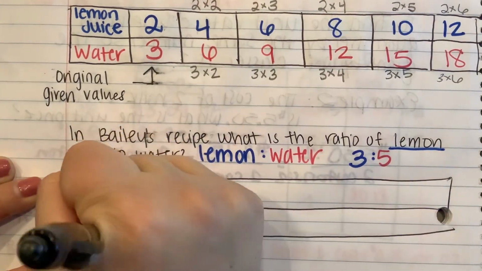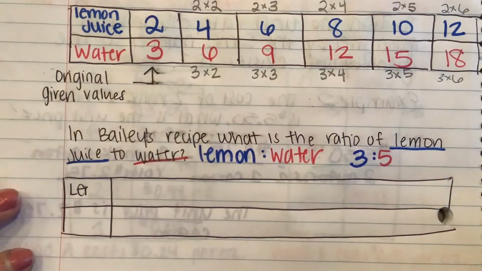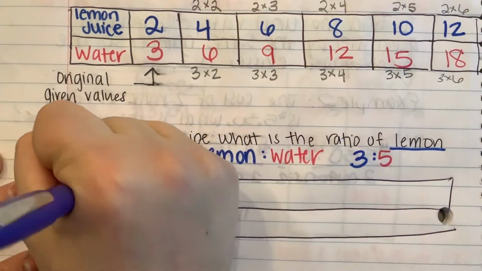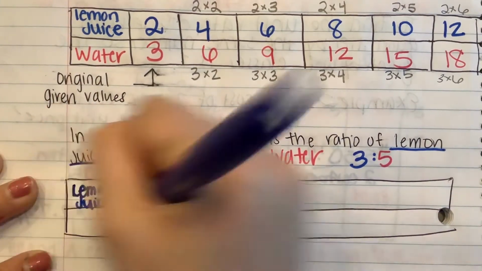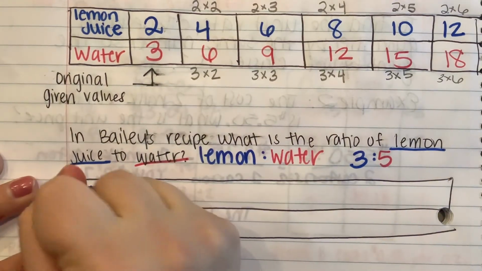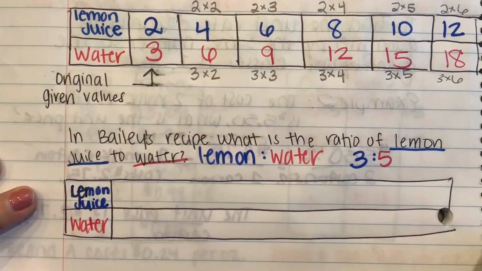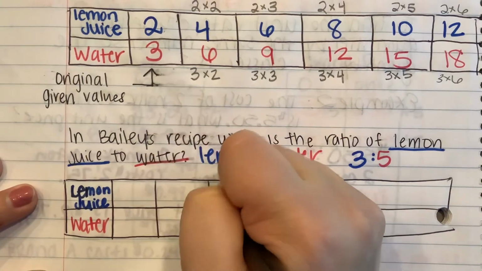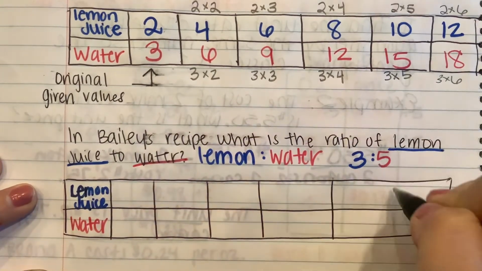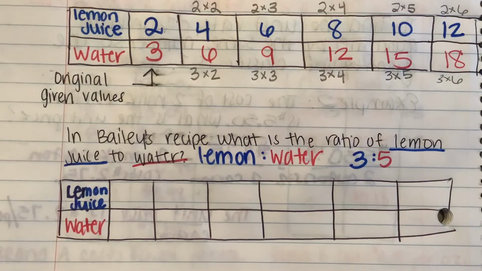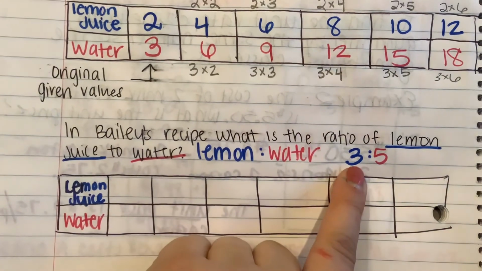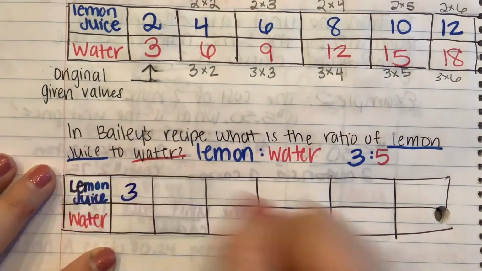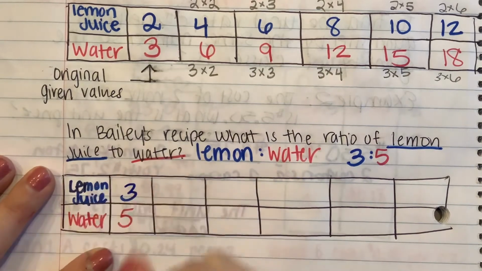We are still dealing with lemon. Whoops, my color coding. Still dealing with lemon juice and water. Think about, what are we going to write in this first box? Hopefully your brain is saying the original values. So our original value, we had 3 for lemon juice and 5 cups of water.